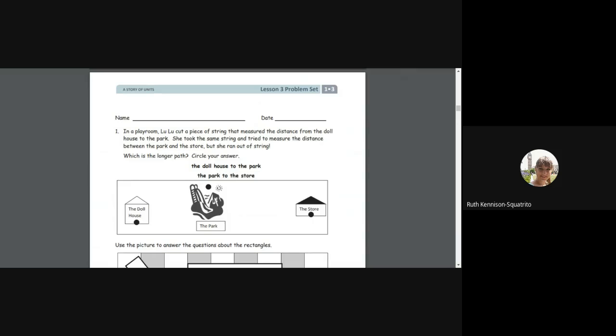So then it says, in a playroom, Lulu used a piece of string to measure the distance from the house to the park. She took some more string and tried to measure the distance between the park and the store, but she ran out of string, which is the longer path. So you've got the dollhouse to the park, and then you've got the park to the store. So which one is longer? Boys and girls, this is how you have to line it up. So when you do this, you need to line up your stuff. So I need to get you a measuring blanket.